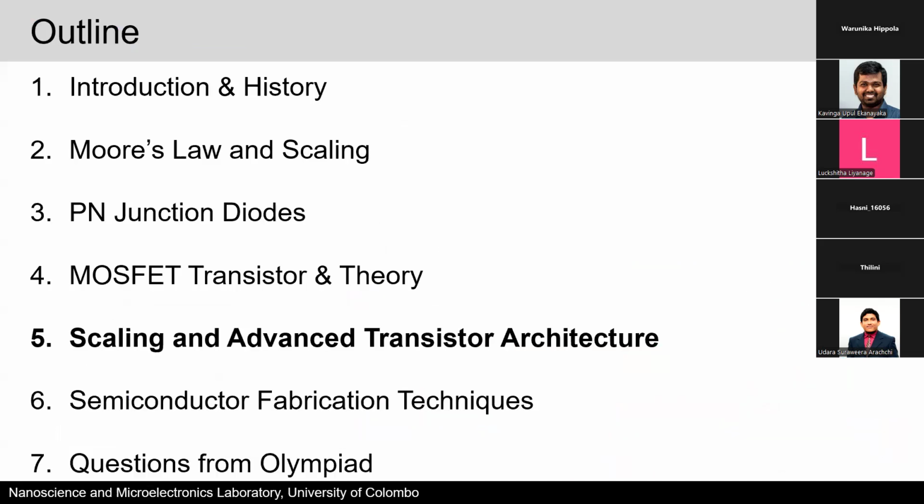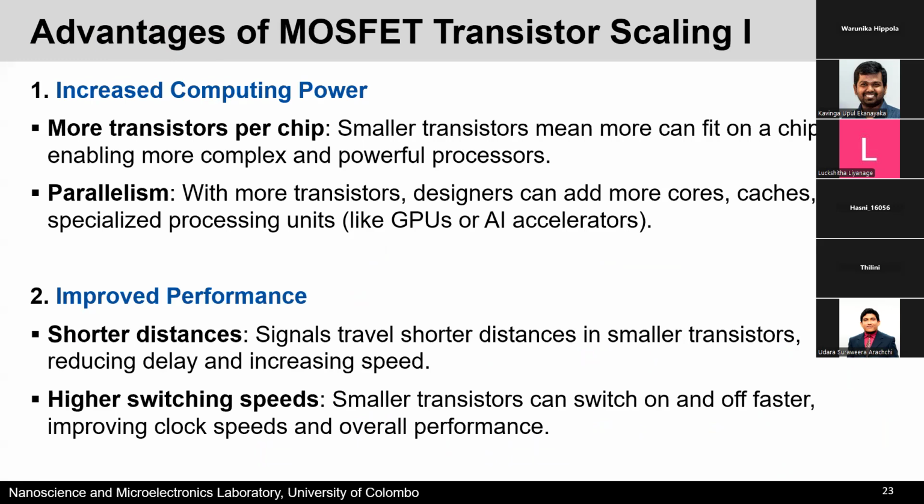So now we can move on to transistor scaling and advanced transistor architecture. So why do we actually scale the transistor, right? I will go over this very fast. As I mentioned, it has increased computing power. You have more transistors in a single chip, right? So the more transistors you have, the more work you can do with a given microprocessor, right? And the transistors can also work in parallel to have some sort of multi-threading capabilities, right? And also for AI and everything else.